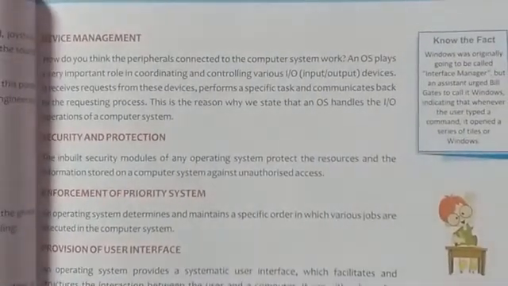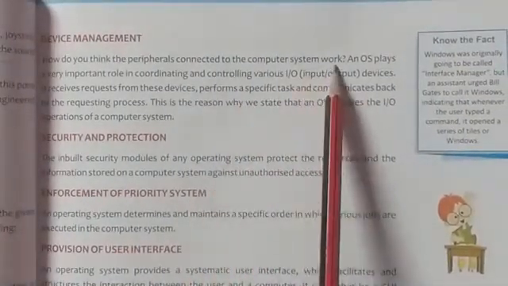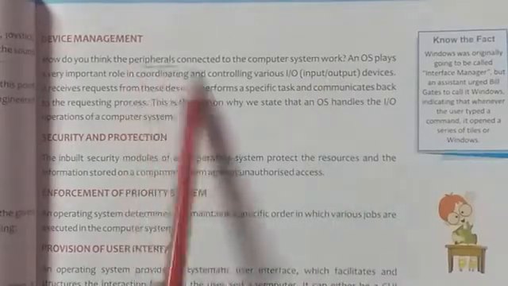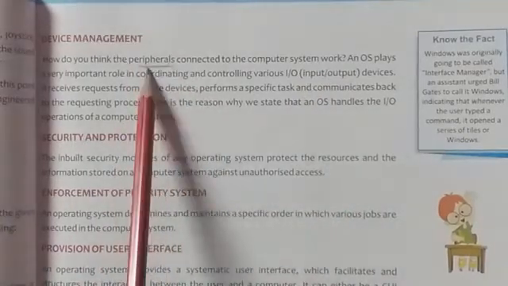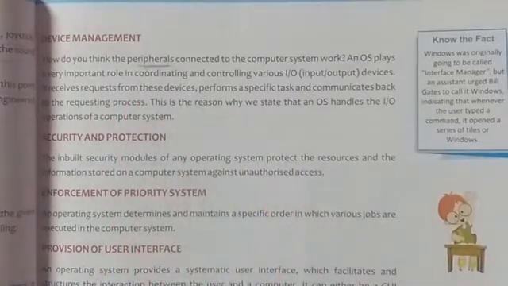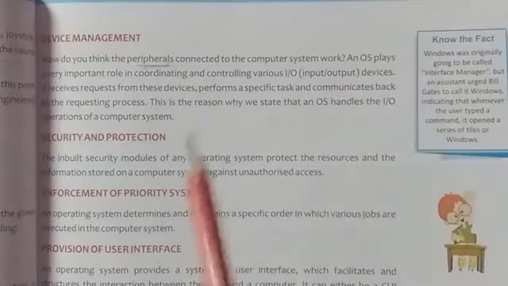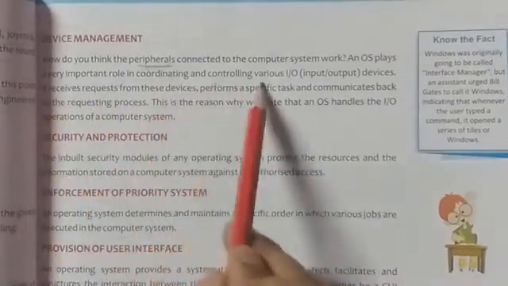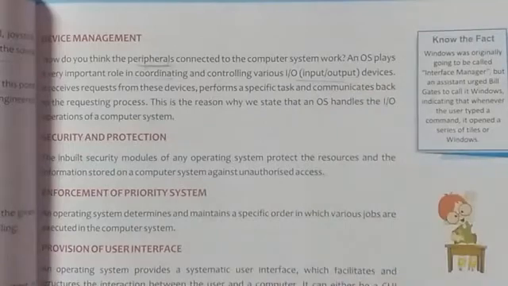The next function of the operating system is device management. How do you think the peripherals connected to the computer system work? Peripheral means input output devices. So who will manage our input output devices? Our operating system. It has a very important role in coordinating and controlling various input output devices.